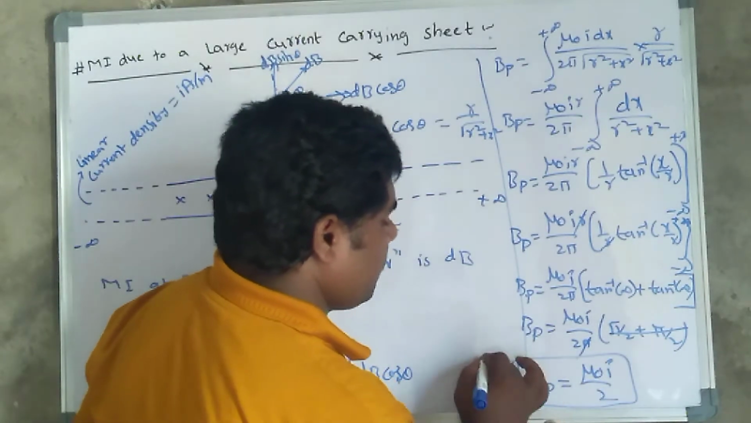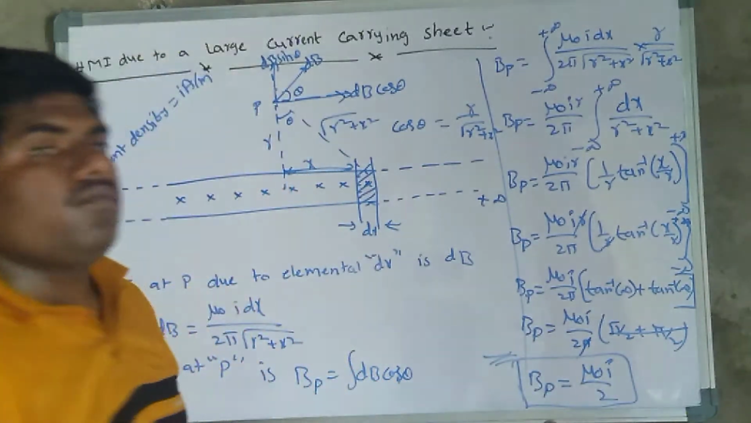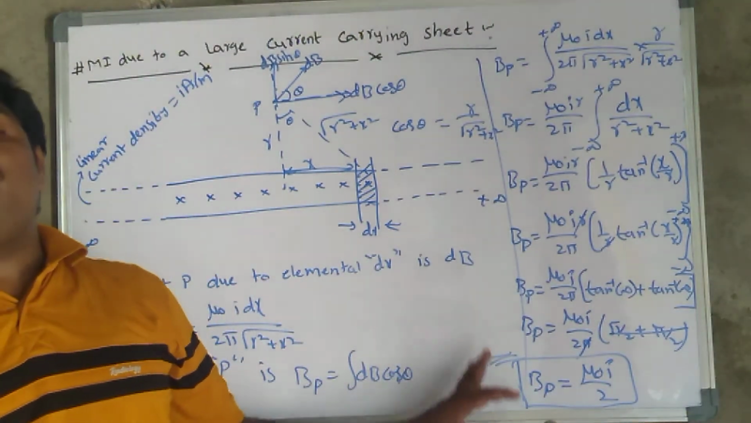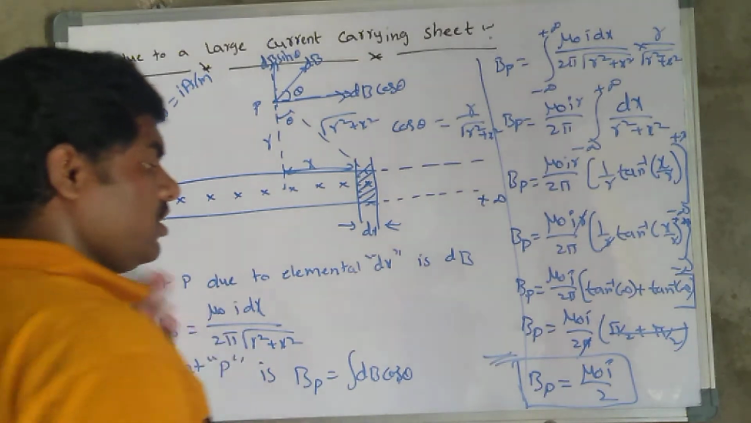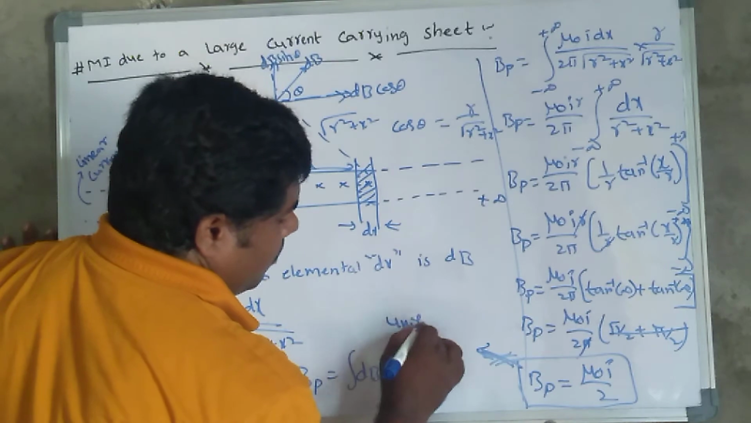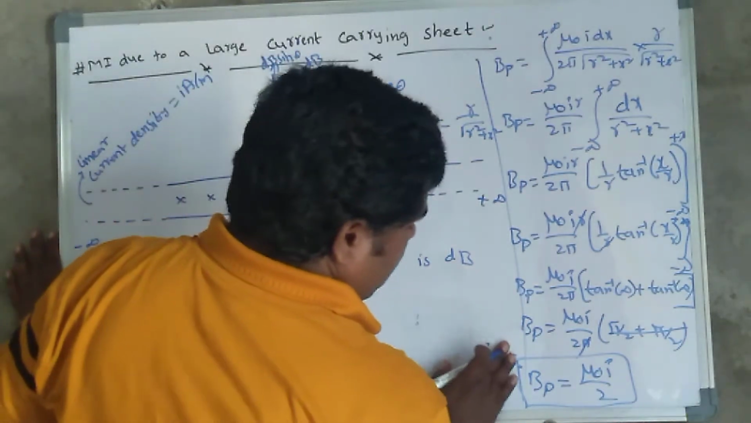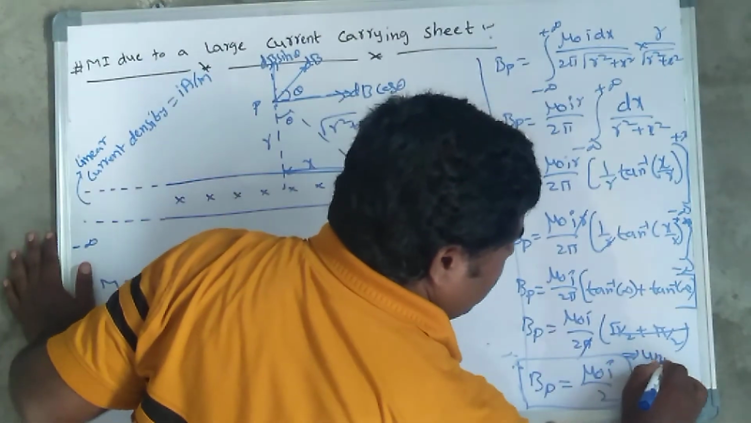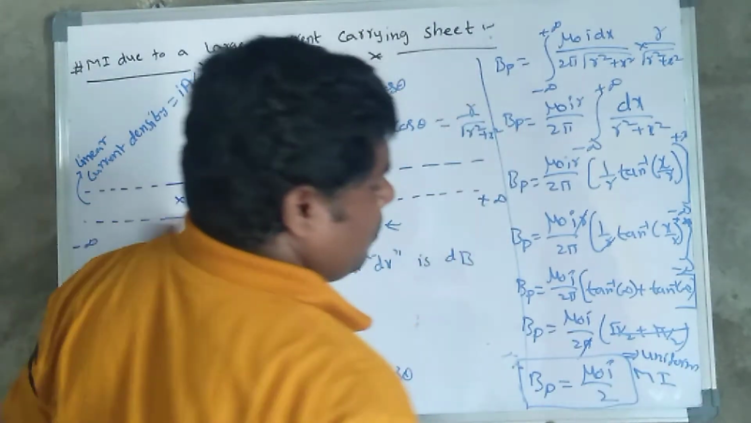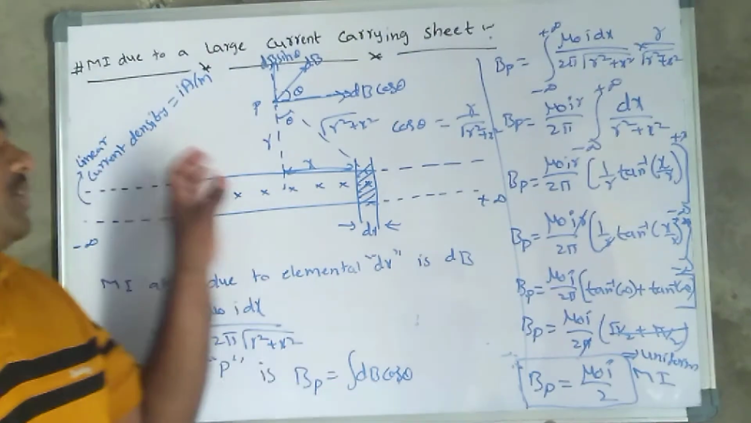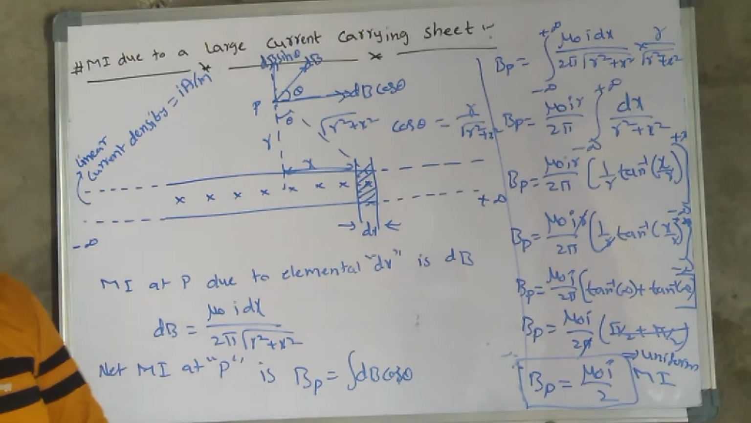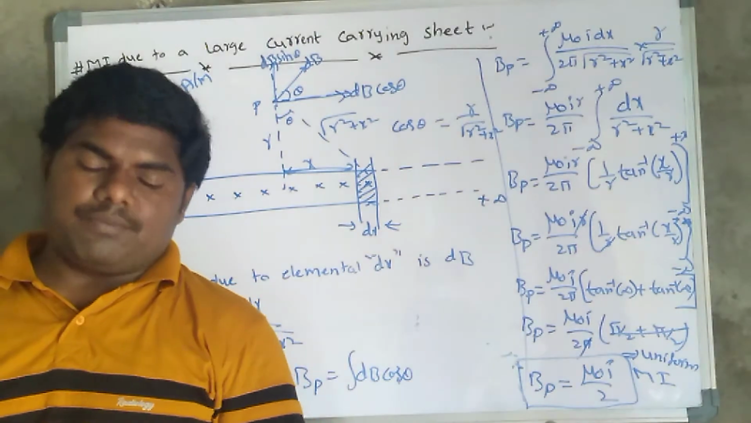This is the most important formula while doing numerical problems. This is a uniform magnetic induction. This formula is applicable only for uniform magnetic induction, meaning the same uniform field through the sheet, not variable.